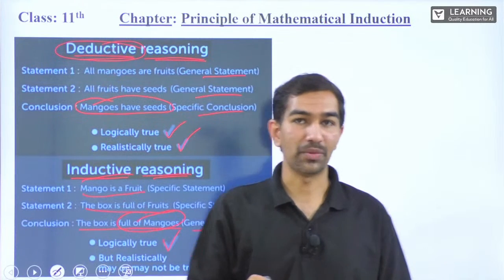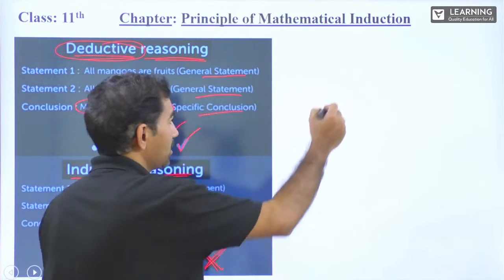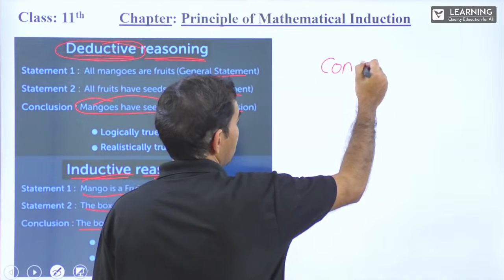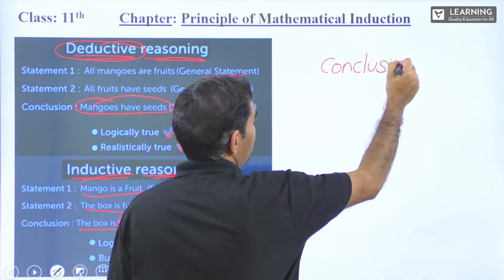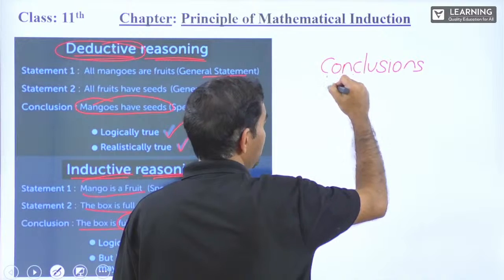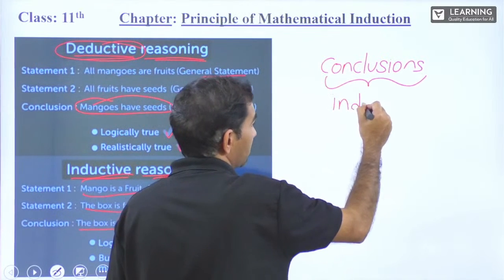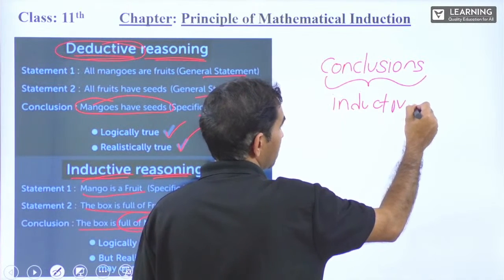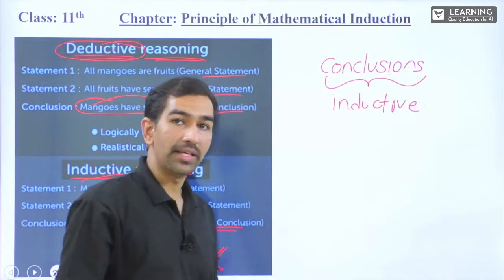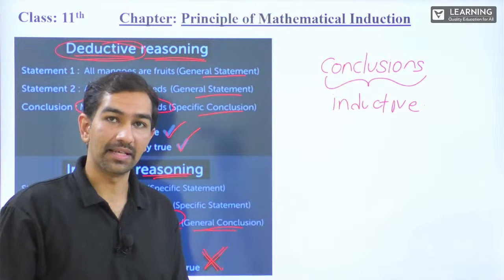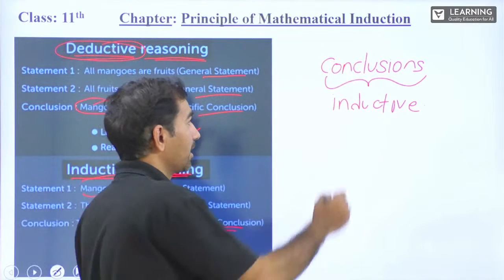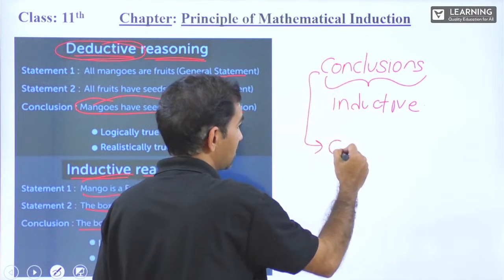So moving on to the next one. Whatever conclusions we get from inductive reasoning, okay, whatever conclusions we get from applying the inductive reasoning, those conclusions are called conjectures.